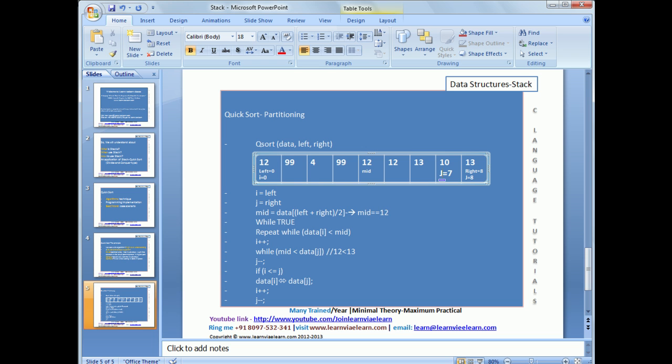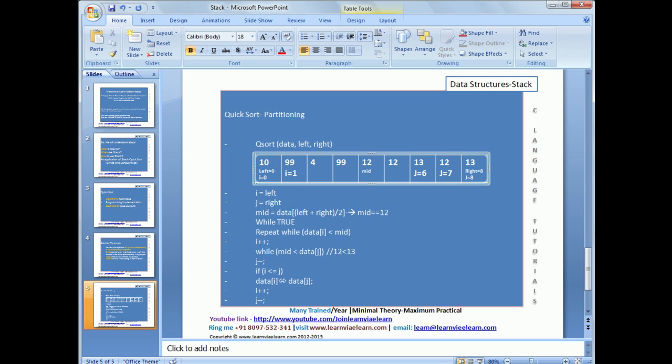Team, you can see I am just trying to pick all the elements which are lower than the mid value on the left side, and all the elements which are higher than the mid value on the right side. So we will swap these two values. This comes as 10 and this comes as 12, and then we will increment the value of i. That means now i is equal to 1, and j again gets decremented, so the value of j comes as 6.